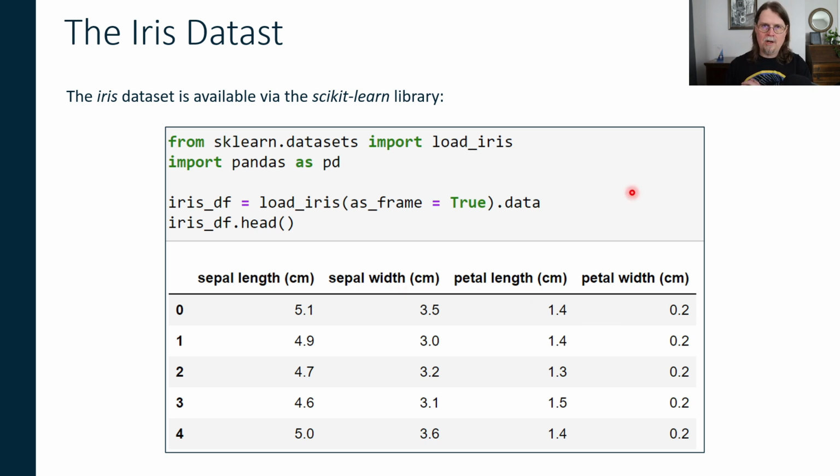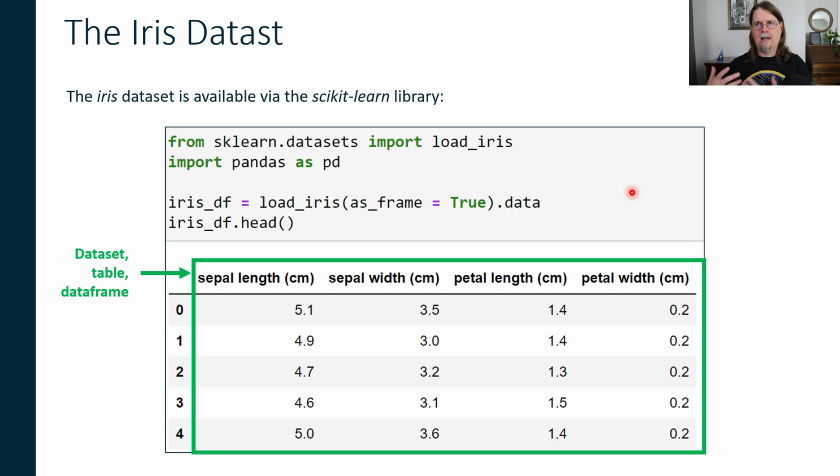Now, to level set terminology here, we're going to call our entire data set, all the rows of data, all of the columns, either our data set, a table, or a data frame. Those are all synonymous, very commonly used in machine learning. And along the vertical, we have here, for example, petal width, measured in centimeters.